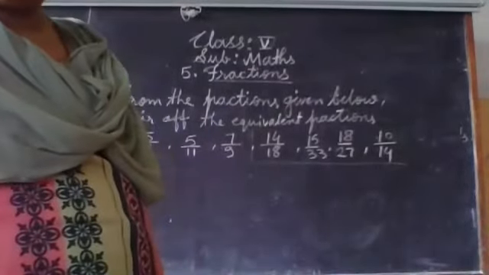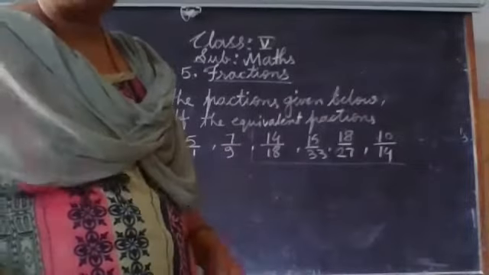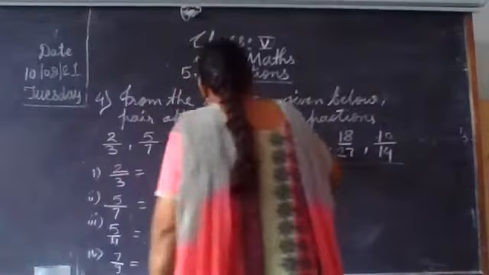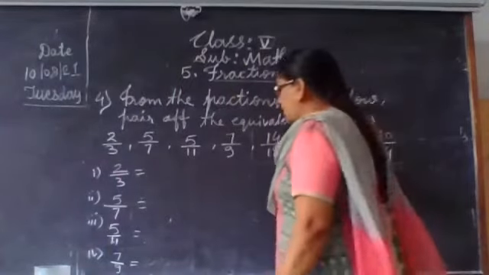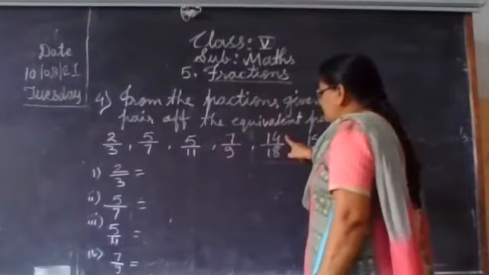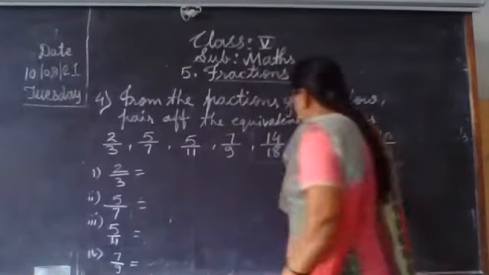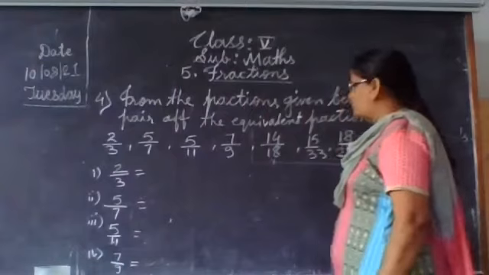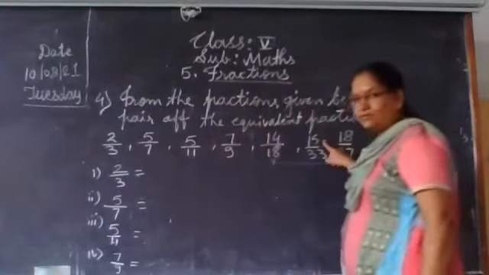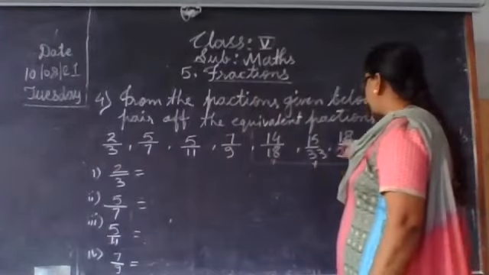So choose the... Now see children, 2 upon 3. If you multiply this 2 by 7, it is 14, but 7 3s are 21. So it should not be the answer for 2 upon 3. 15 is not a multiple of 2, so it is also not the answer.